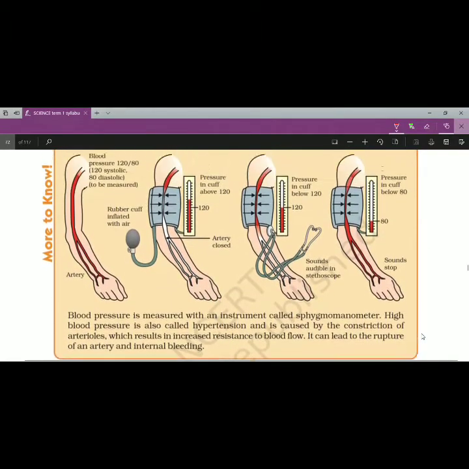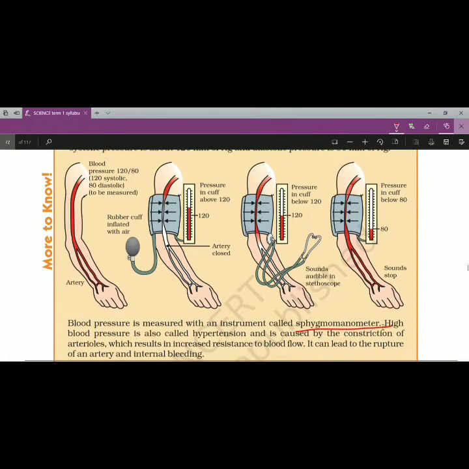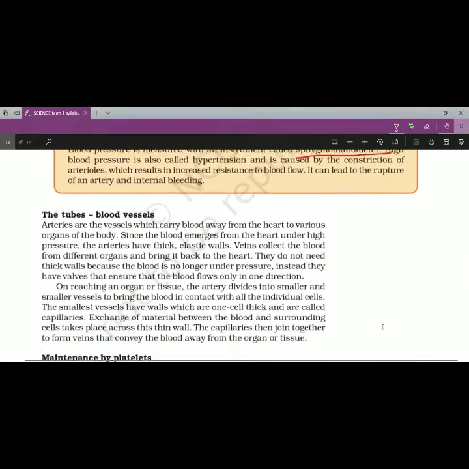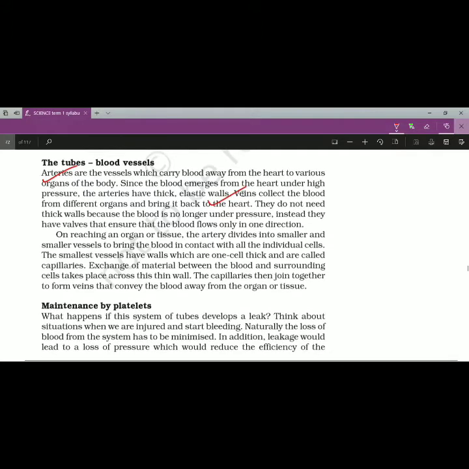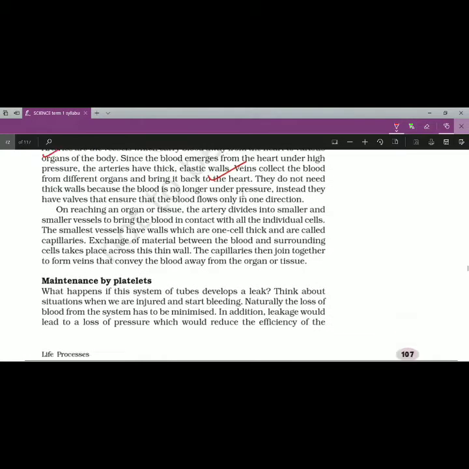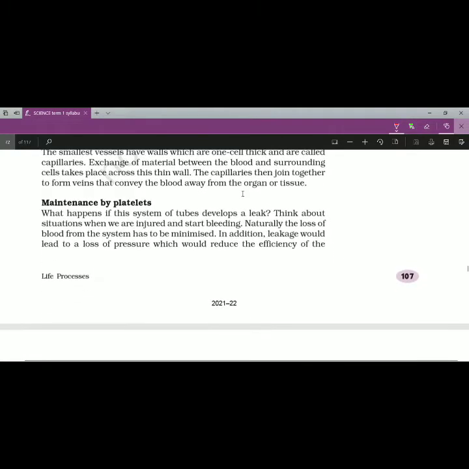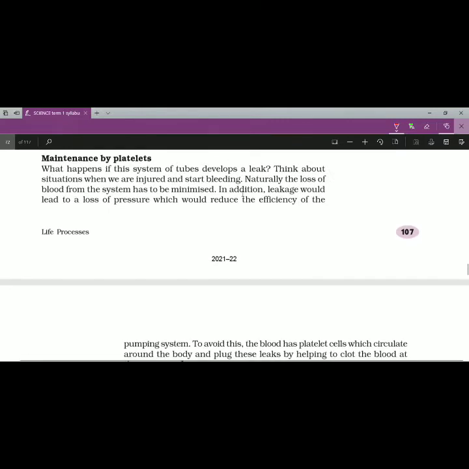Then this box is very important. Blood pressure is measured with an instrument called sphygmomanometer. Tubes, blood vessels. Here you can get the difference of artery and vein in terms of multiple choice question. You can get these 2-3 lines as it is, and they twist them in multiple options, and then they will tell you to select the correct option.